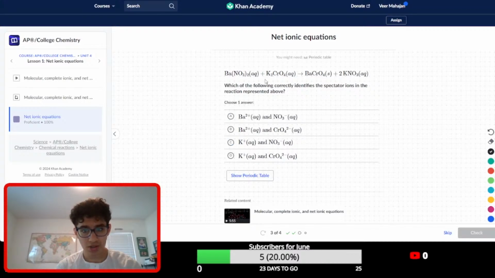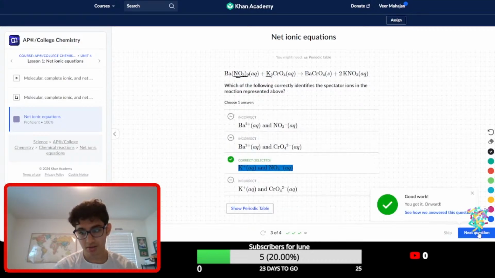Okay, here. So we can keep the solid here, obviously. The spectator ions, okay, that's what they're asking for. So let's see what remains in an aqueous solution throughout. That's basically what it is, right? So there's K2, not CrO4, but there is NO3 and not Ba. So we'll just say K plus, potassium plus, aqueous, and, what is that? Nitrate. Okay.